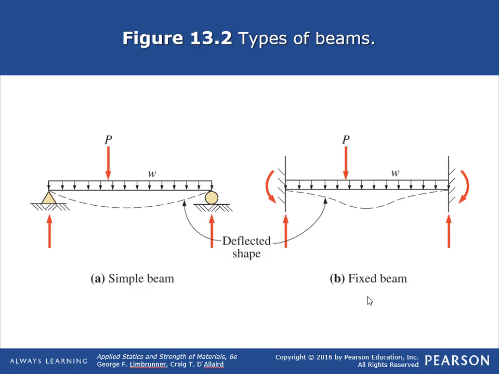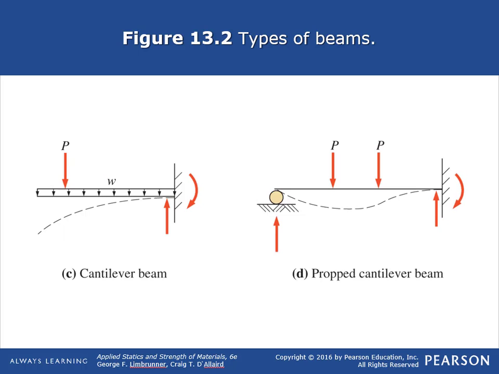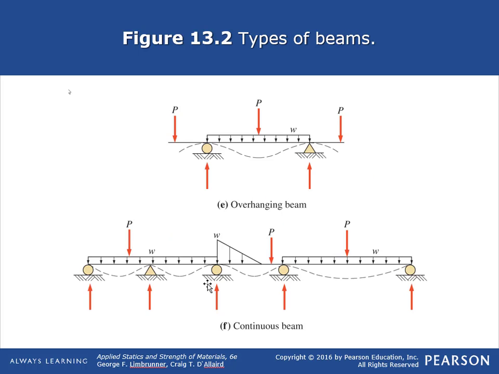Now, if you look at the difference between these two, you can solve for the reactions of a simple beam using the laws of equilibrium. But for a fixed beam, you can't do that. You have a moment, you have all these loads. So the fixed beam is a statically indeterminate beam. Here's a cantilevered beam. It's fixed at one end and it's not supported at the other. Again, that's statically determinate. This is a propped beam. It's a cantilevered beam with a prop at the end. That's, again, statically indeterminate.